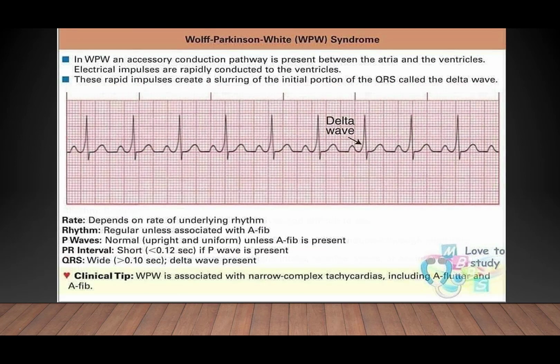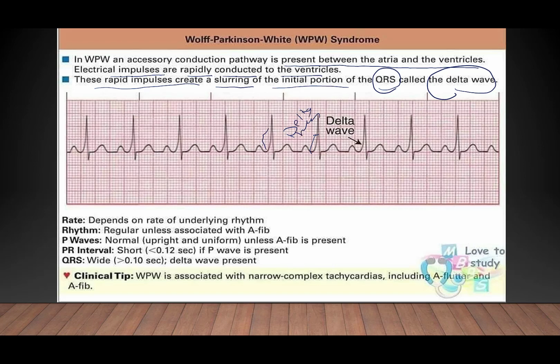Here we have Wolff-Parkinson-White syndrome, as I discussed in the previous video. In Wolff-Parkinson-White, an unnecessary conduction pathway is present between the atria and the ventricles. Electrical impulses are rapidly conducted to the ventricles. This rapid impulse creates a slurring of the initial portion of the QRS called a delta wave. If you look at this one, this is called a delta wave.